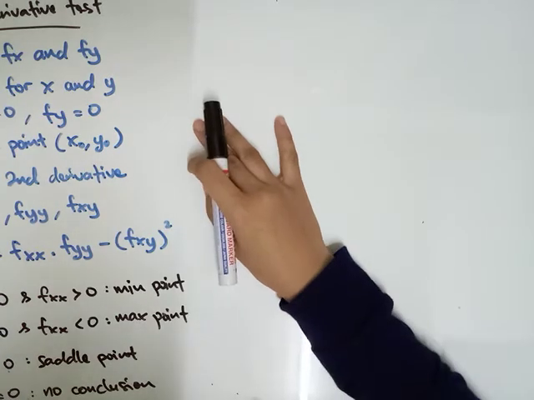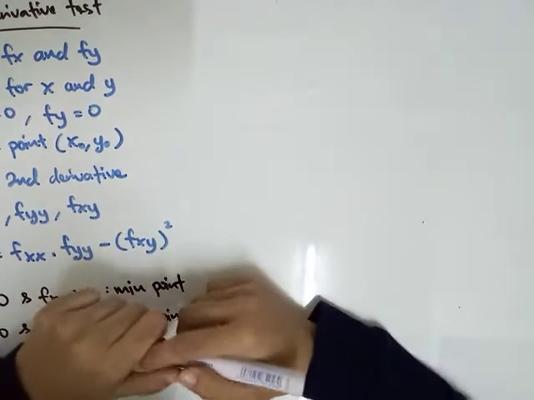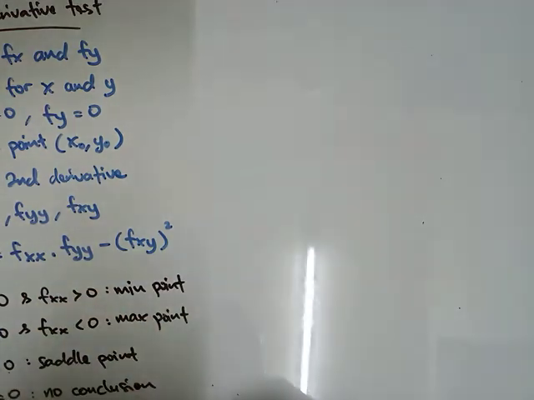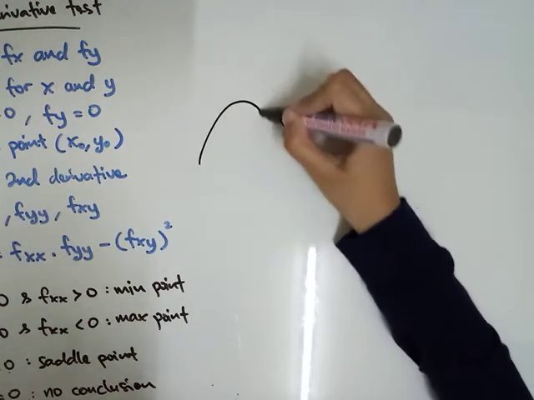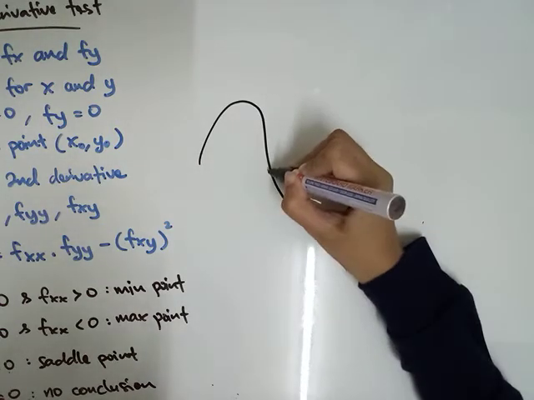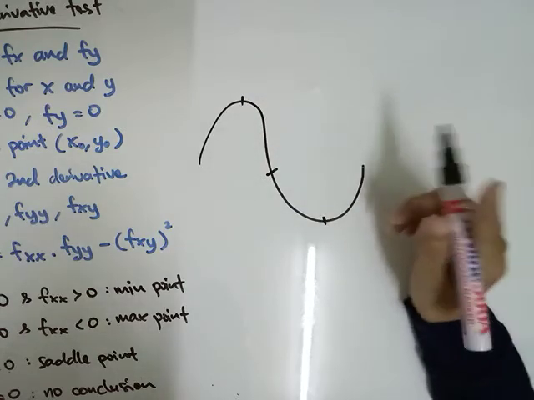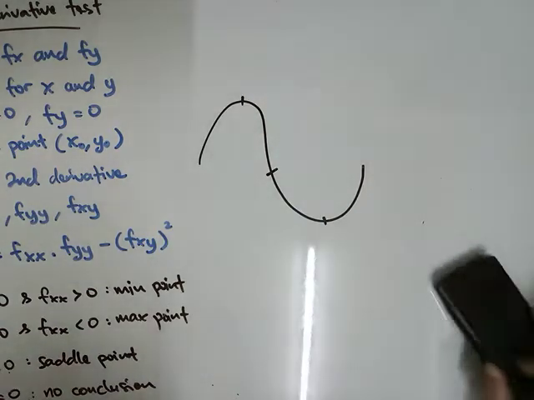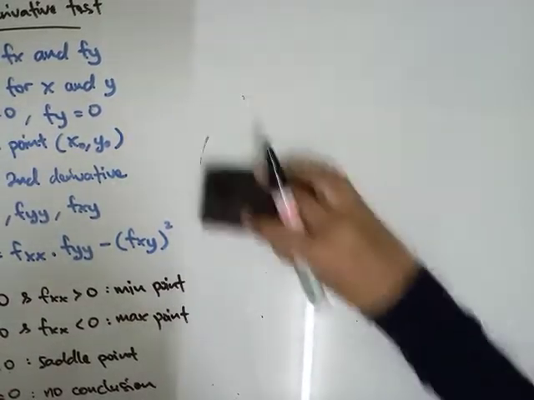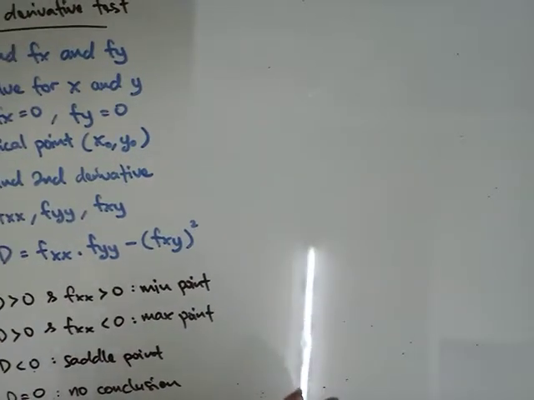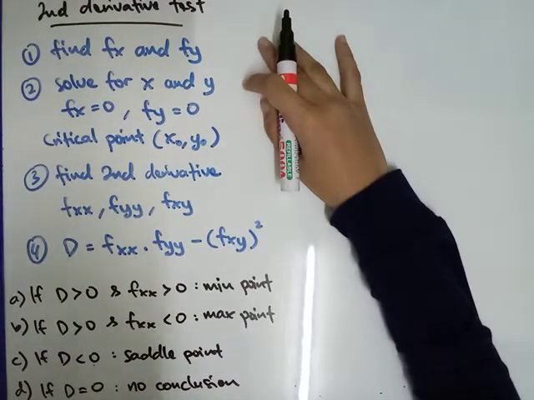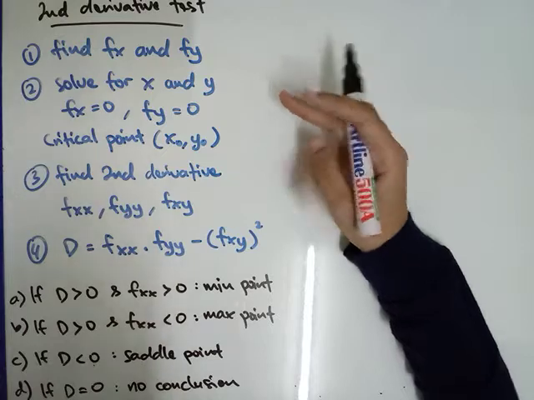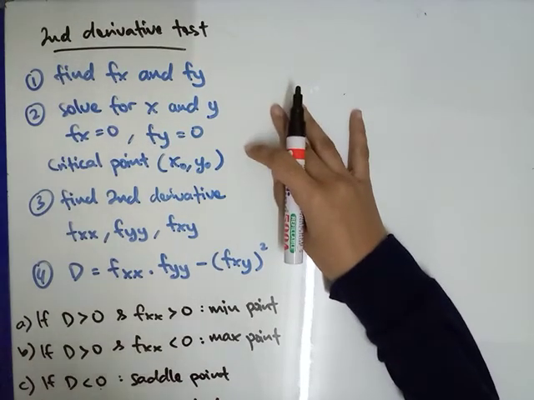Right class, before this we have studied how to find the maximum point, minimum point and inflection point of a function in one variable. Now in this topic we're going to study how to find the maximum, minimum and saddle point of a function of two variables. So we need to test the second derivatives of the function of two variables.